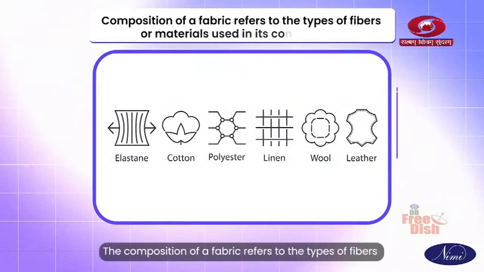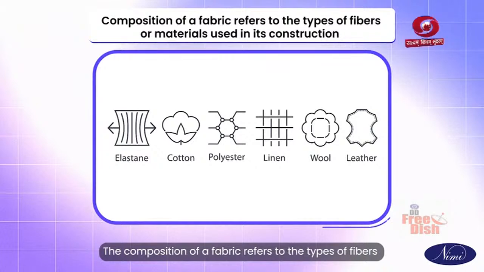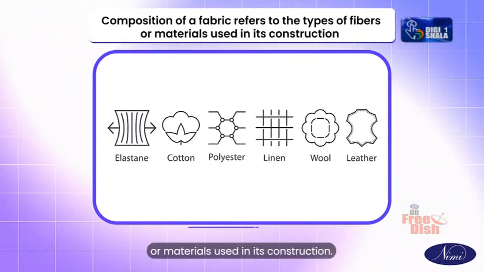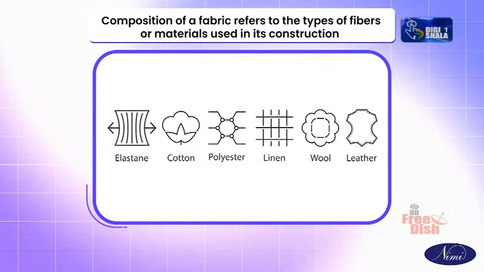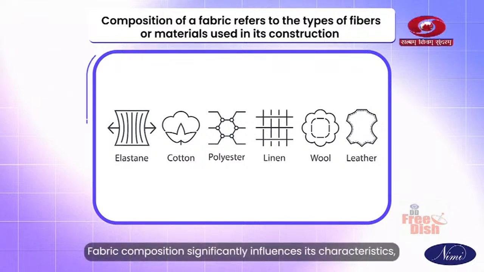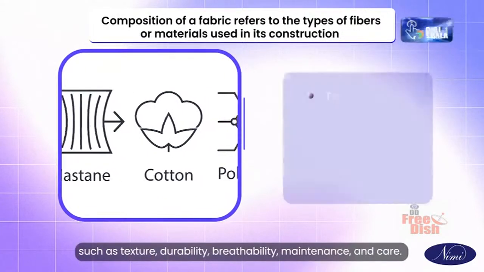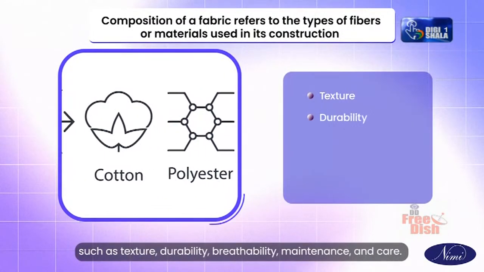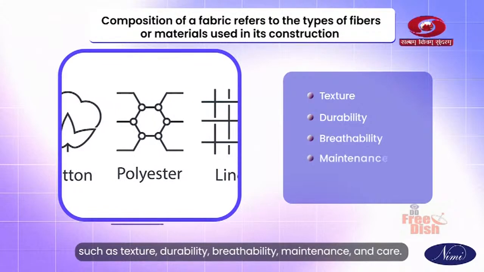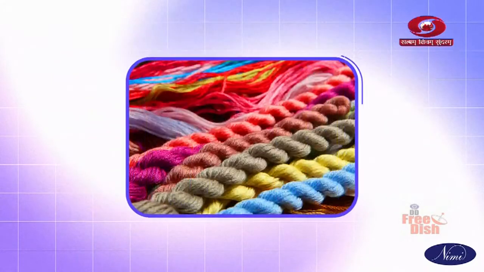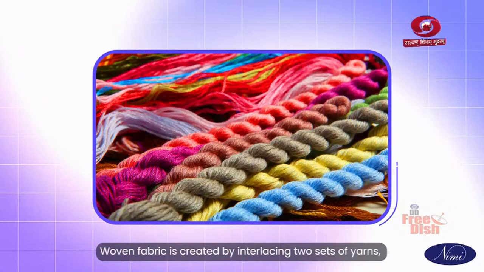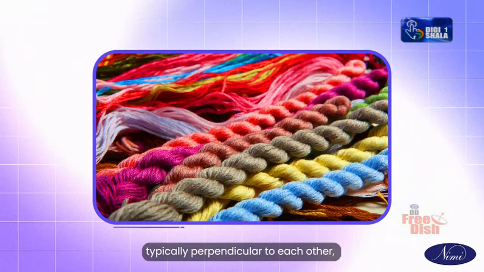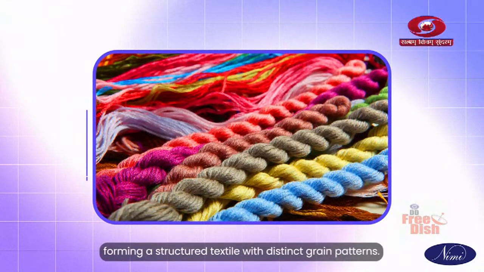The composition of a fabric refers to the types of fibers or materials used in its construction. Fabric composition significantly influences its characteristics, such as texture, durability, breathability, maintenance, and care. Woven fabric is created by interlacing 2 sets of yarns, typically perpendicular to each other, forming a structured textile with distinct grain patterns.